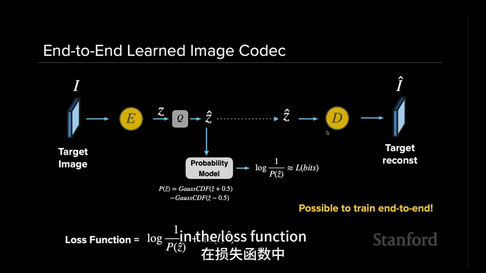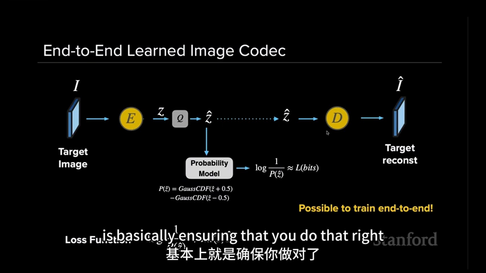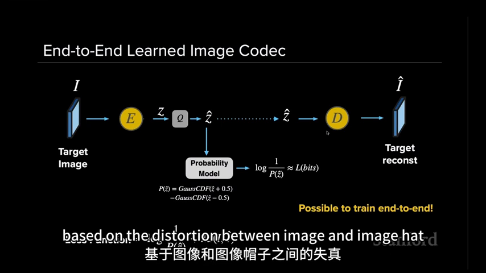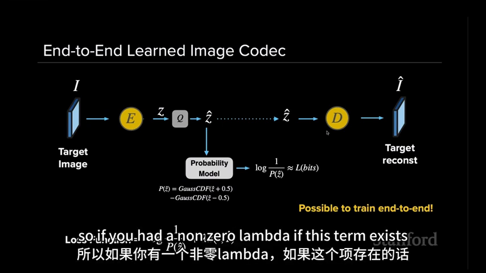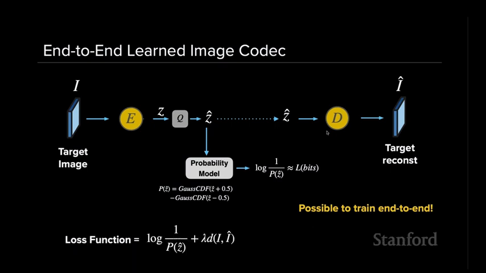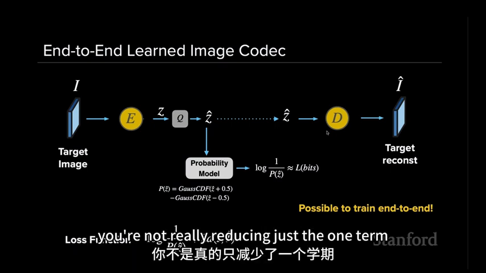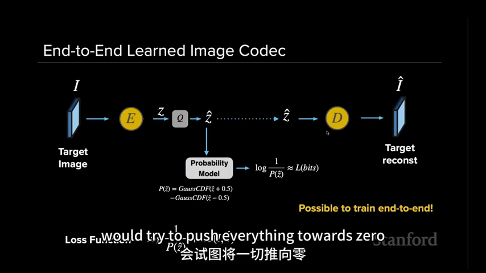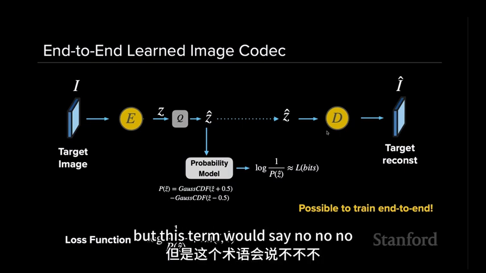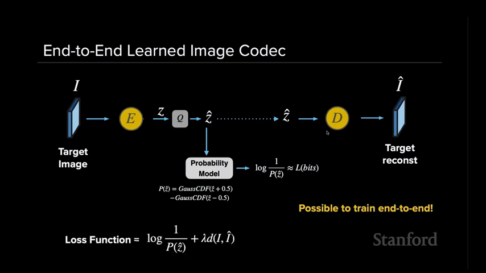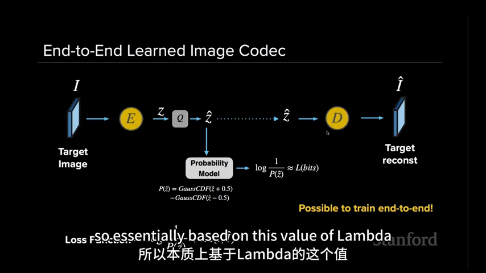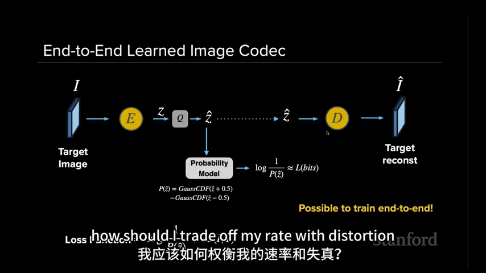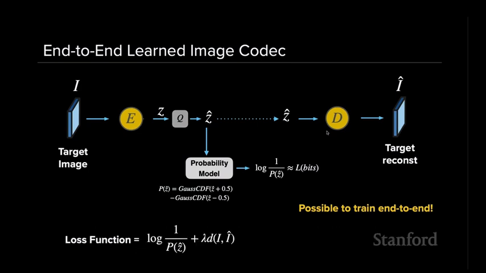And this term in the loss function is basically ensuring that you do that, right? There is also a penalty you pay based on the distortion between image and image hat. So if you had a non-zero lambda, if this term exists, you are trading off. You are not really reducing just the one term. Reducing this term would try to push everything towards 0, but this term would say, no, my distortion loss will become very high. So essentially, based on this value of lambda, you are trying to figure out how to trade off rate with distortion.